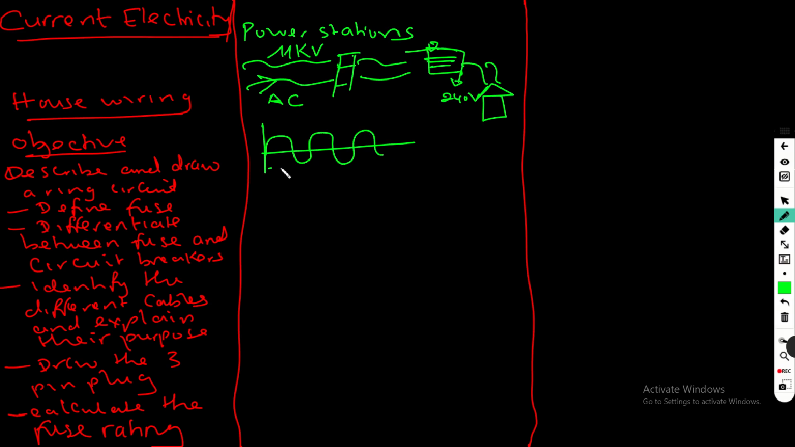So it means from here we have minus 240, and we have plus 240. And in Cameroon, this AC current has a frequency of 50 hertz, meaning that it changes direction 50 times in 1 second. It makes this change like this 50 times in 1 second.